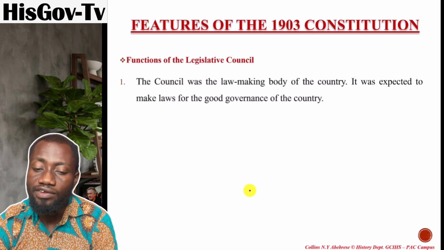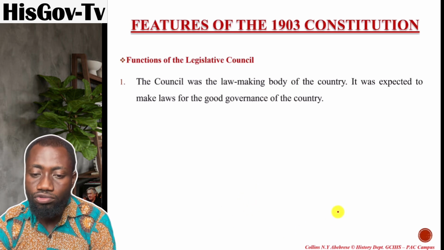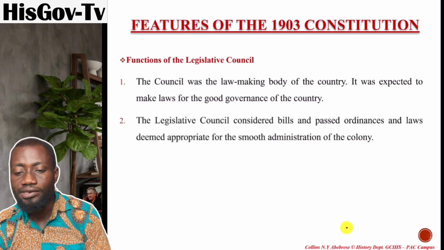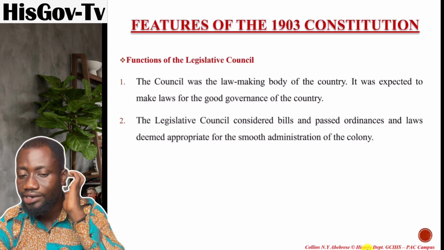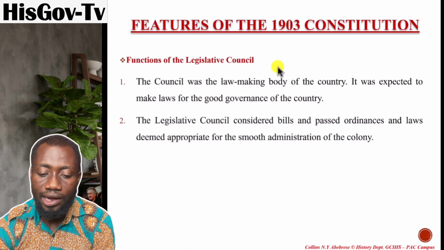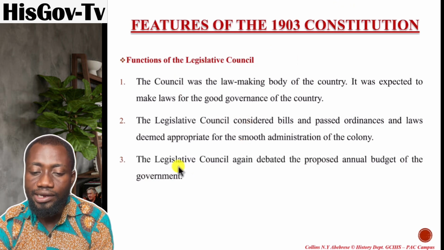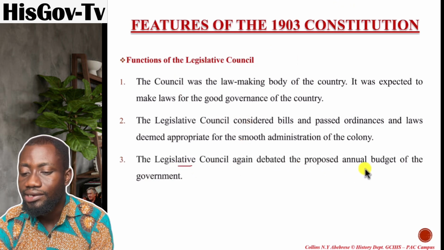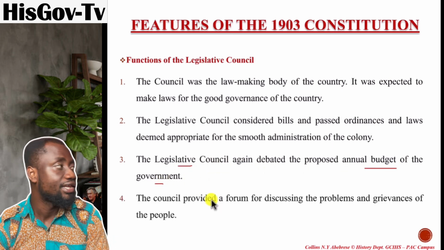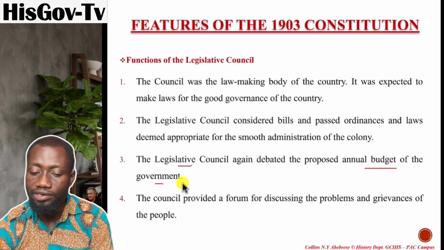You already know the function of a Legislative Council, a lawmaking body. It was expected to make laws for the good governance of the country. Also, it was expected to consider bills and pass ordinances and laws deemed appropriate for the smooth administration of the colony. All right, so they make laws, they pass bills and all of that. The Legislative Council again debated the proposed annual budget of the government. So they almost do the same thing as our parliament does today. The council also provided a forum for discussing the problems and grievances of the people.